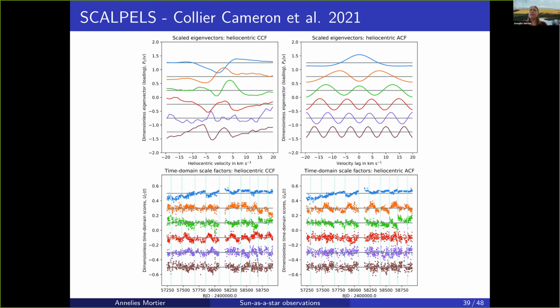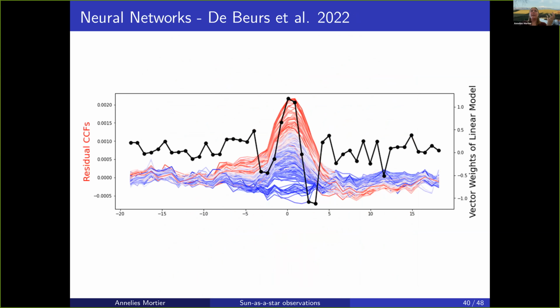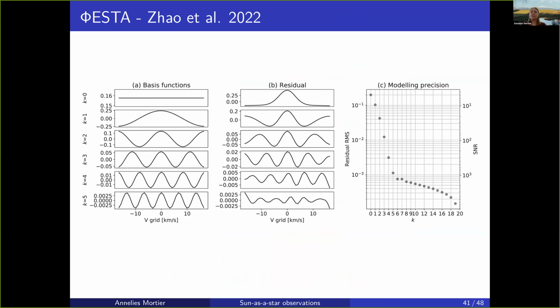Now, I want to quickly point out a couple of things. I'm not going to go into details. I'm just going to point out what it has been tested on. So we have SCALPELS from Andrew with the paper there. We have tested neural network with Zoe with the paper there. There's FIESTA from Zhao et al., not Lily, I think, that has been tested on the solar data. And there's plenty of others that I probably forgot.